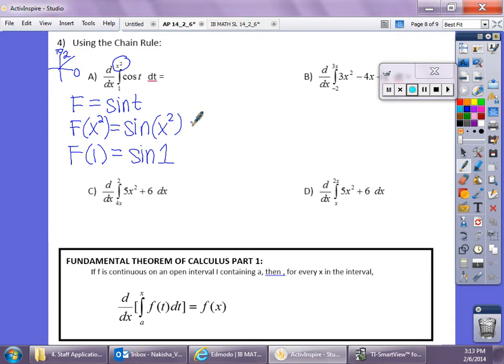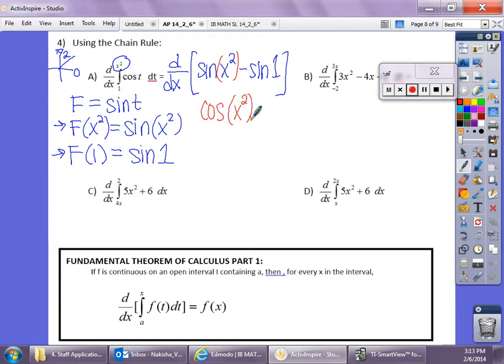So for this problem, we are going to change it to the derivative of f of b minus f of a. So sine of x squared minus sine of 1. And in a different color here, I'll do it in red. The derivative of sine of x squared, that is a chain rule. Derivative of the outside, leave the inside alone, times the derivative of the inside, and then the minus sine of 1, that's a constant. So there is my answer, which looks a little bit different.